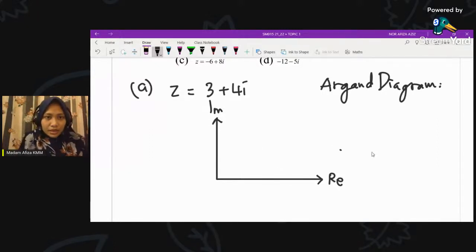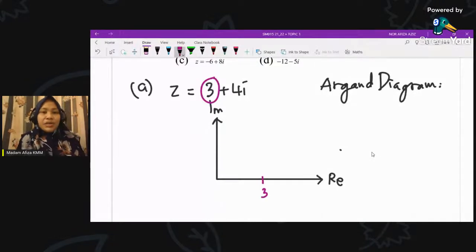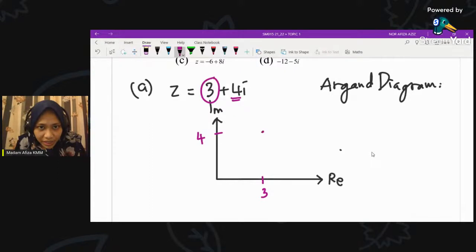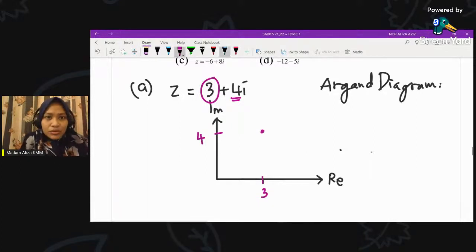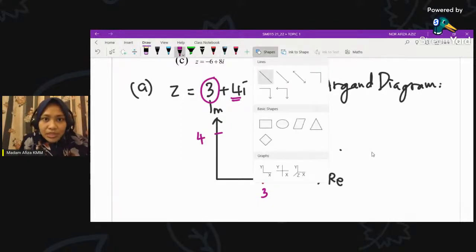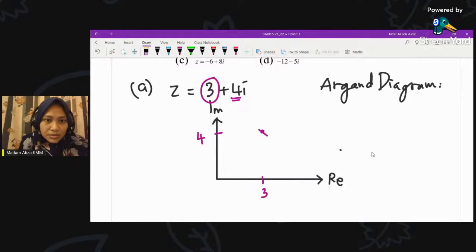So here, kalau tengok sini, real part kita 3 kan? So sinilah. Here is our real part. And here we have number 4 as our imaginary part. Okay, so kalau kita locate the coordinate, akan dapat dekat sini. Okay, so here is the complex number Z. So Madam nak sambungkan dengan origin.